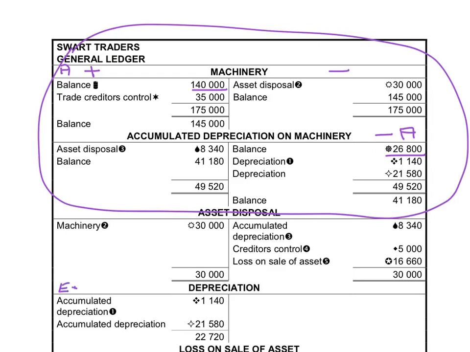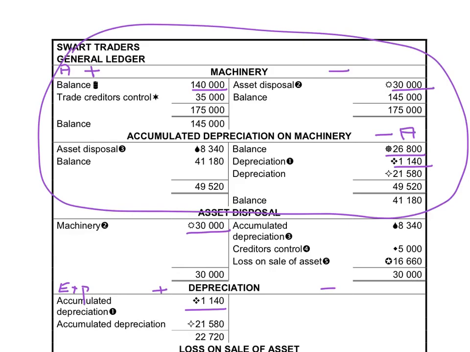The first step in asset disposal is to calculate depreciation. Depreciation is an expense. Expenses increase on the debit side. So I will debit depreciation and I will credit accumulated depreciation. Step 2, I must take the machine out of the machinery account because I don't have that machine anymore, and I will transfer it to the asset disposal account on the debit side.